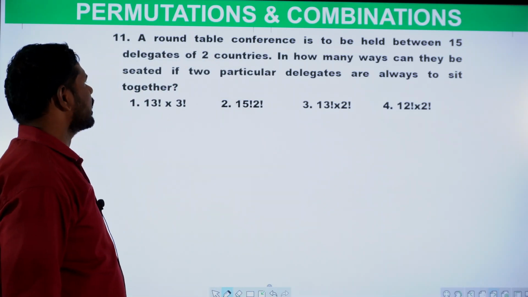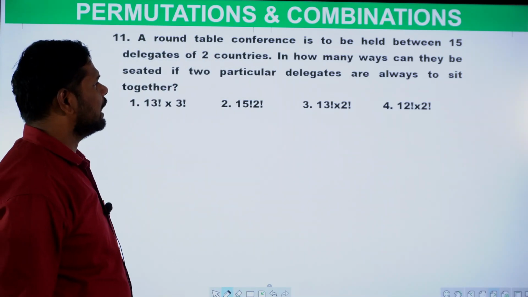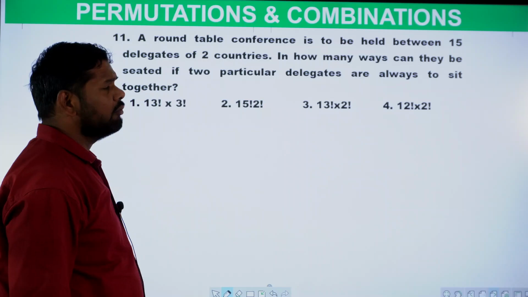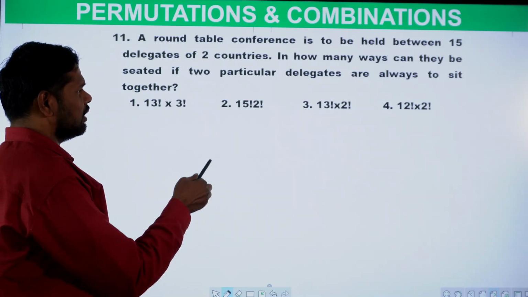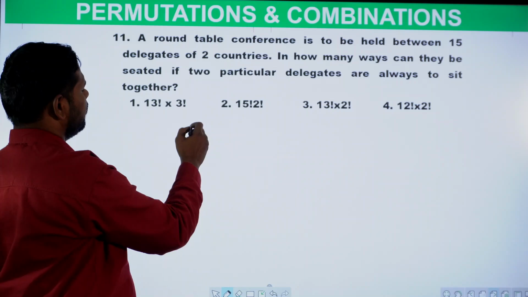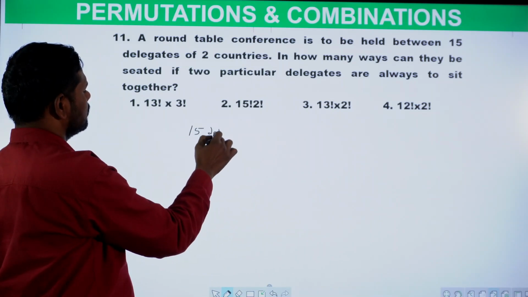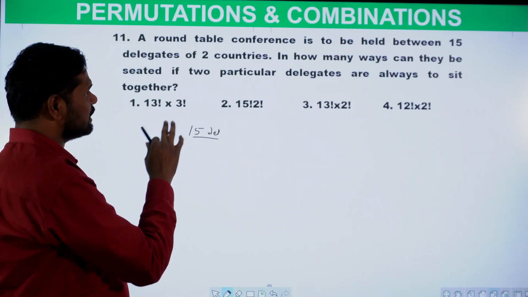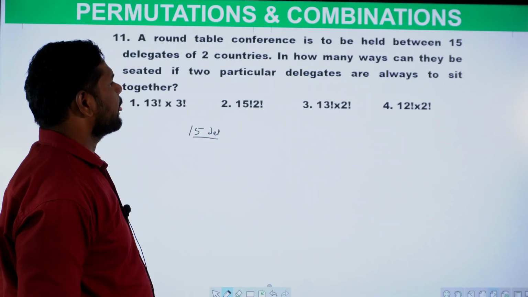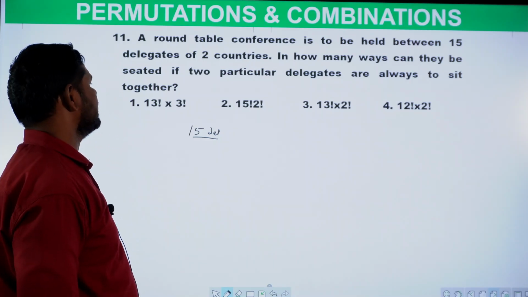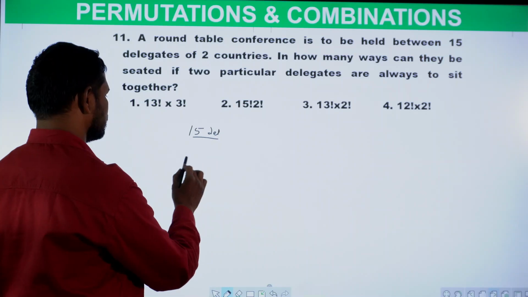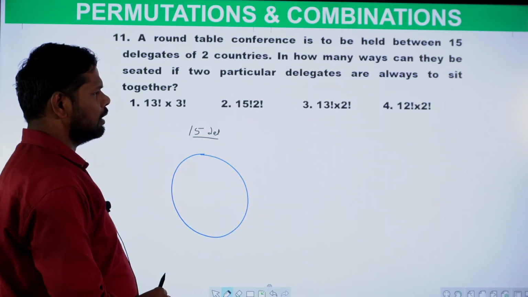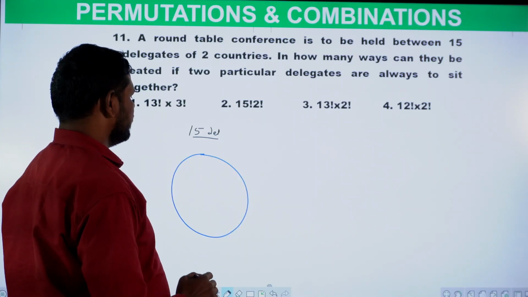Next. A round table conference is to be held between 15 delegates of two countries. Again, round table conference. Total 15 delegates are there. A round table conference is nothing but a circle. In how many ways can they be seated if two particular delegates are always seated together? So total 15 are there.